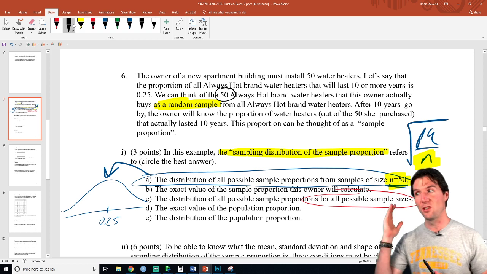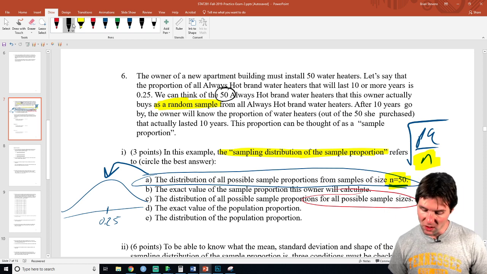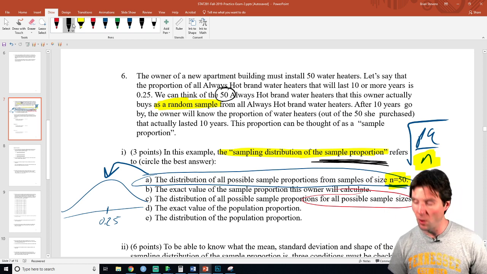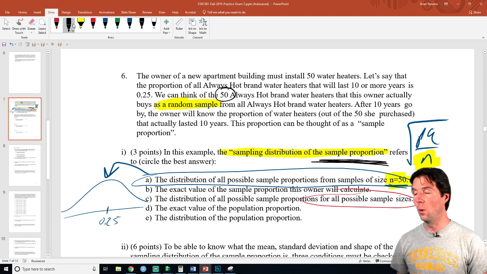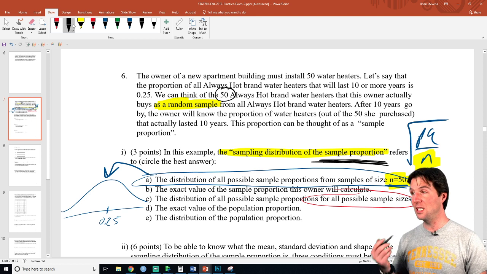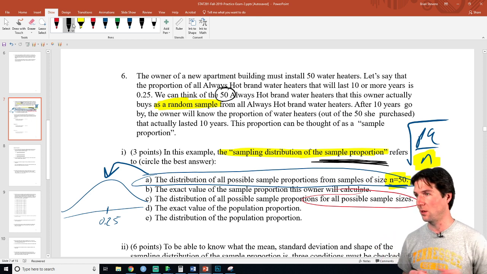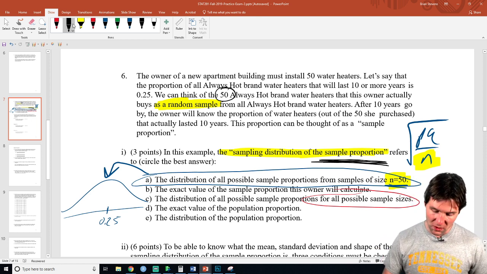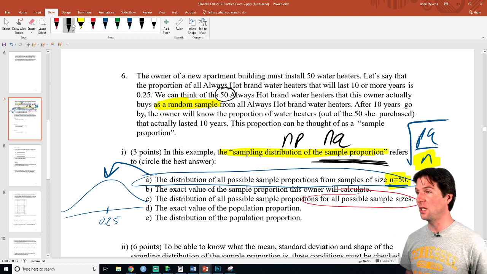Last but not least, what is condition 3? Remember, we're doing sample proportion. We just highlighted a moment ago what condition 3 will be. Success failure, you got it right there. So we need at least 10 successes and at least 10 failures. Since we're doing the sampling distribution of the sample proportion, it'll be NP and NQ.